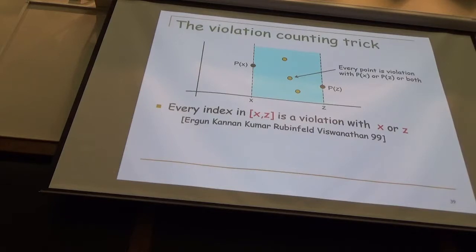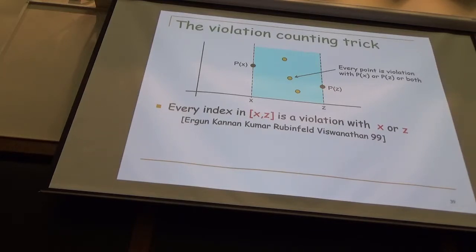So if I take a violation, P of X and P of Z, they're out of order, and I look at all the points in between them. For every point in between them, notice that the top point, the leftmost point, which is up high, is a violation with P of Z. The one in the middle is a violation with both P of X and P of Z. And the one on the right is a violation with P of Z, but not with P of X.